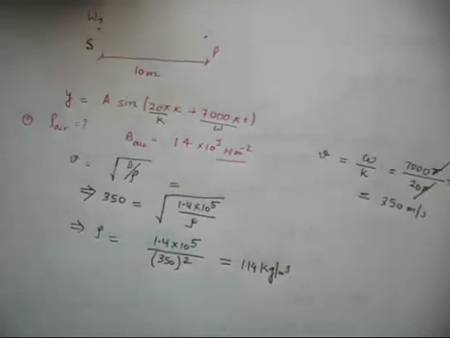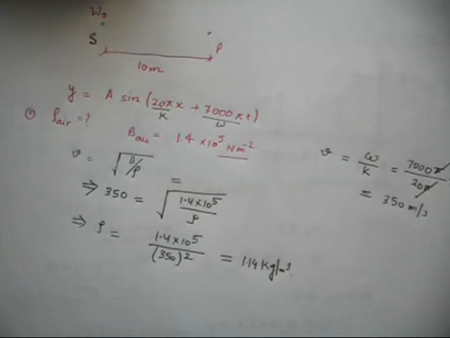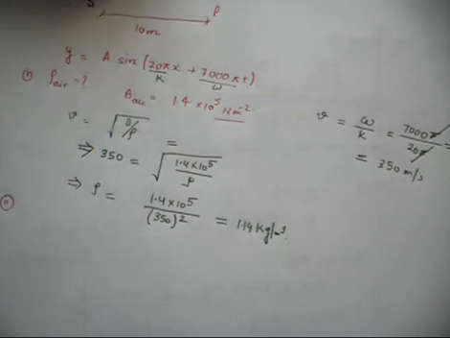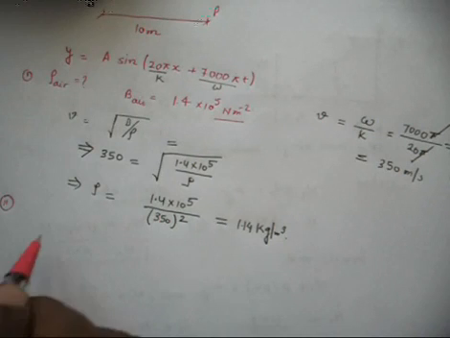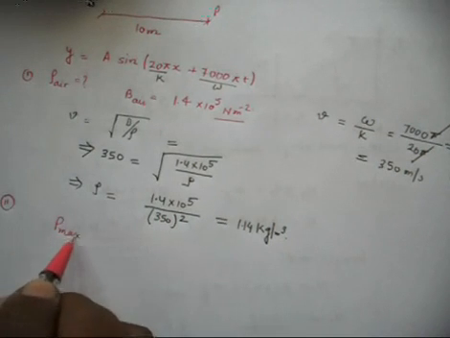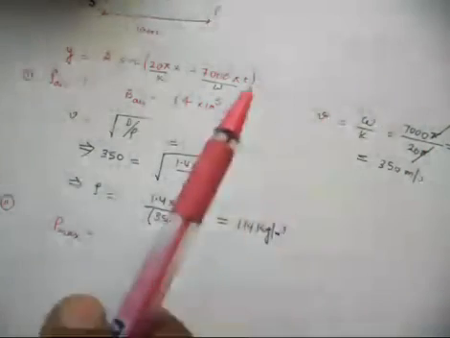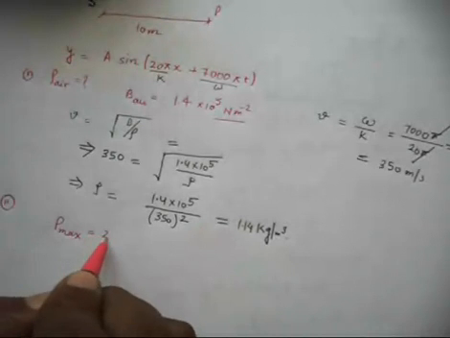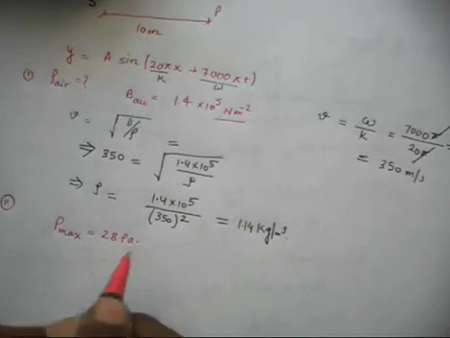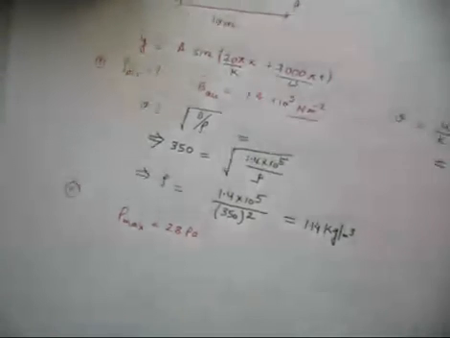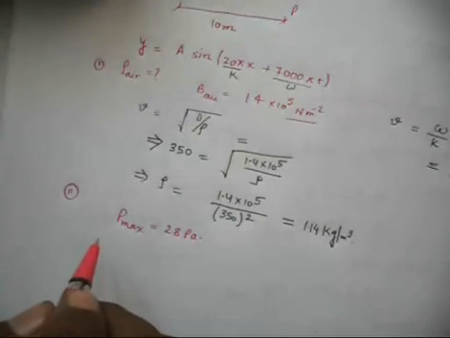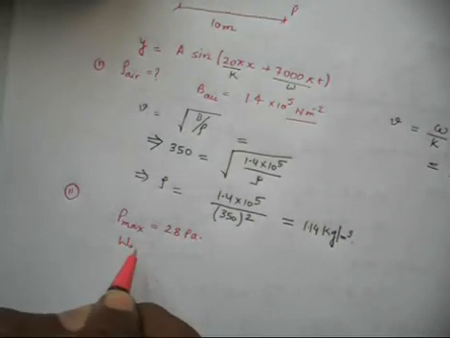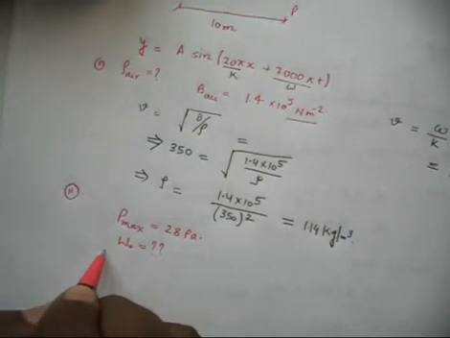Okay, next part. Part B asks, so this question has two parts. So part B is also easy. This says if the largest pressure amplitude tolerable by the human ear is 28 Pascal. So the person sitting at a 10 meter distance can tolerate a maximum pressure of 28 Pascal. Now determine the maximum power W naught.